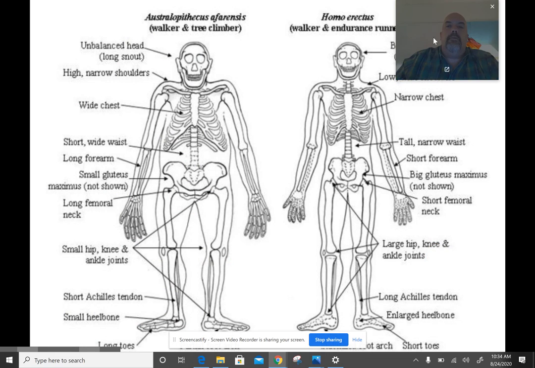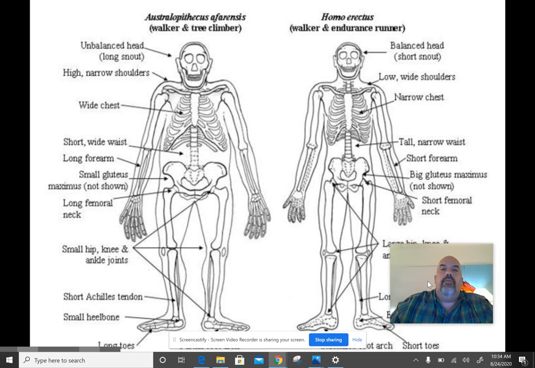Here's just a real quick, brief overview. There's the Australopithecus. Here's Homo erectus. You can start to see the developments, smaller pelvis, smaller rib cages, smaller heads, but our brains developed more. Just a little quick overview.